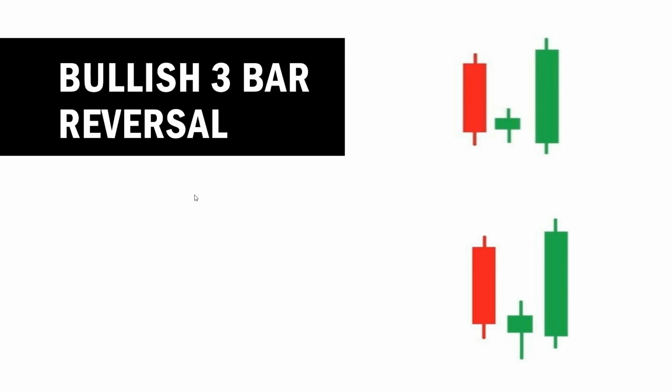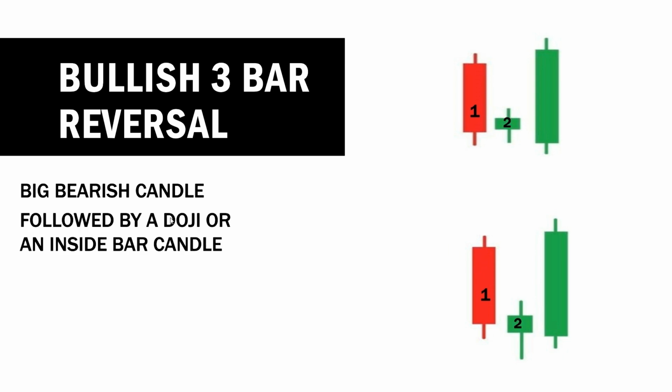So let's look at the bullish 3-bar reversal pattern. I would like you guys to look at the illustration on the right. The pattern will happen first with a big bearish candle. As you can see here on number 1, there's a big red candle, a bearish candle. It is followed by a doji or an inside bar candle.